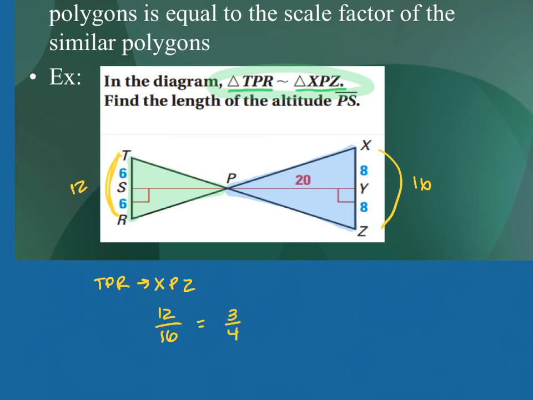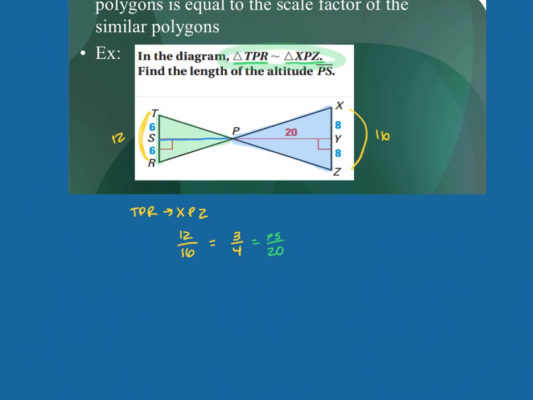So then if I want to find PS, how do I set up the other side of this fraction? It would be PS over 20. So the order is important there, right? Because the left triangle has to go over the right. I can make PS my x if it's easier for you to just make it a variable. I would say 3/4 equals x over 20. And then here's a case where it's probably easier to go left to right. If not, you cross multiply, figure it out.